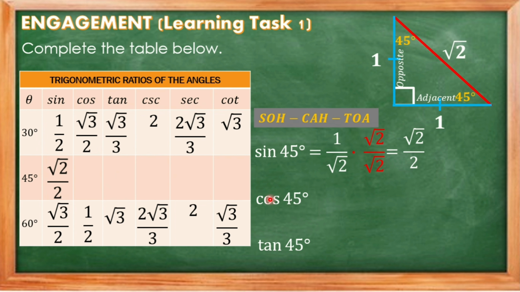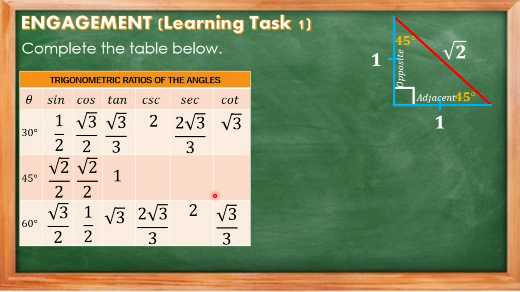Okay, next. For cosine 45 degrees naman, so ito naman yung gagamitin natin yung CAH, adjacent over hypotenuse. So as you can see, pareho lang ang value ng SOH at ng CAH sa 45, 45, 90 degrees angle natin. Diba? Pareho lang sila ng sine 45 degrees. So ibig sabihin, pareho lang din sila ng magiging answer. Okay. So for tan 45 degrees naman, so TOA, opposite over adjacent. So, ang opposite natin ay 1. Ang adjacent natin ay 1. So, 1 over 1 or 1. Okay, so yan yung tan natin.